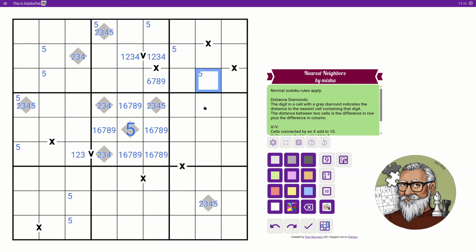Okay, so now I know that these aren't 5 either, right? Neither is this one, because these are all closer than 5. So one of these is 5.